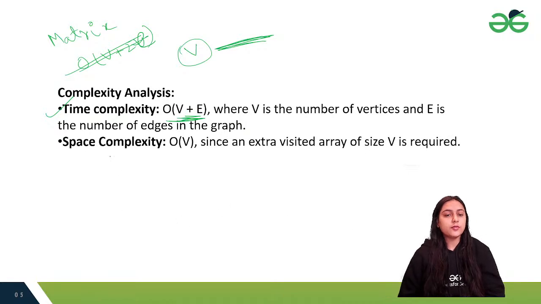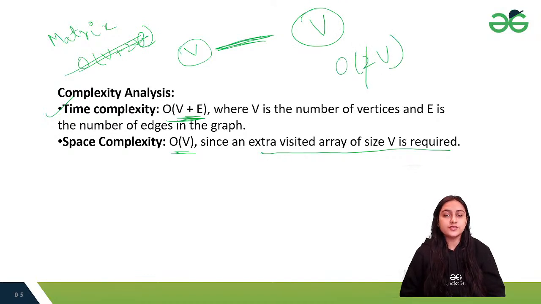ओके, लेट्स टॉक अबाउट द स्पेस कॉम्प्लेक्सिटी. तो स्पेस कॉम्प्लेक्सिटी भी O of V होगी, क्योंकि हम एक एक्स्ट्रा विजिटेड एरे ले रहे हैं ऑफ साइज V इज रिक्वायर्ड. बेसिकली हम एक स्टैक भी यूज करेंगे जिसका साइज भी वर्स्ट केस में V हो सकता है. सो दैट मेक्स इट O of 2V वेयर 2 इज कांस्टेंट. तो इसलिए हम बोल रहे हैं कि O of V हमारा स्पेस कॉम्प्लेक्सिटी हो गया.